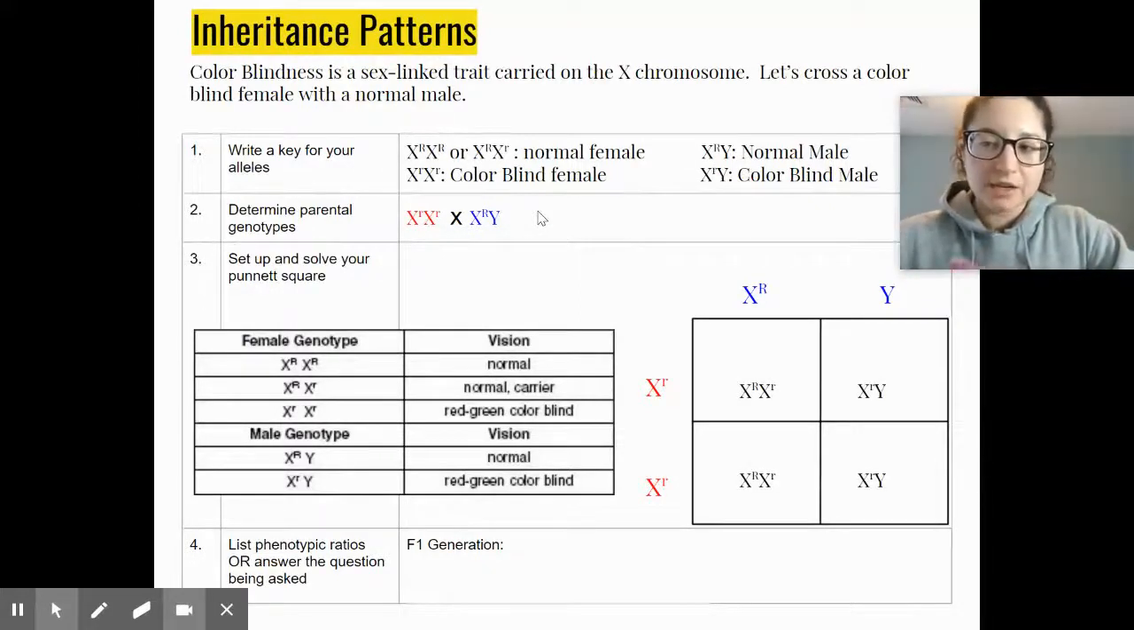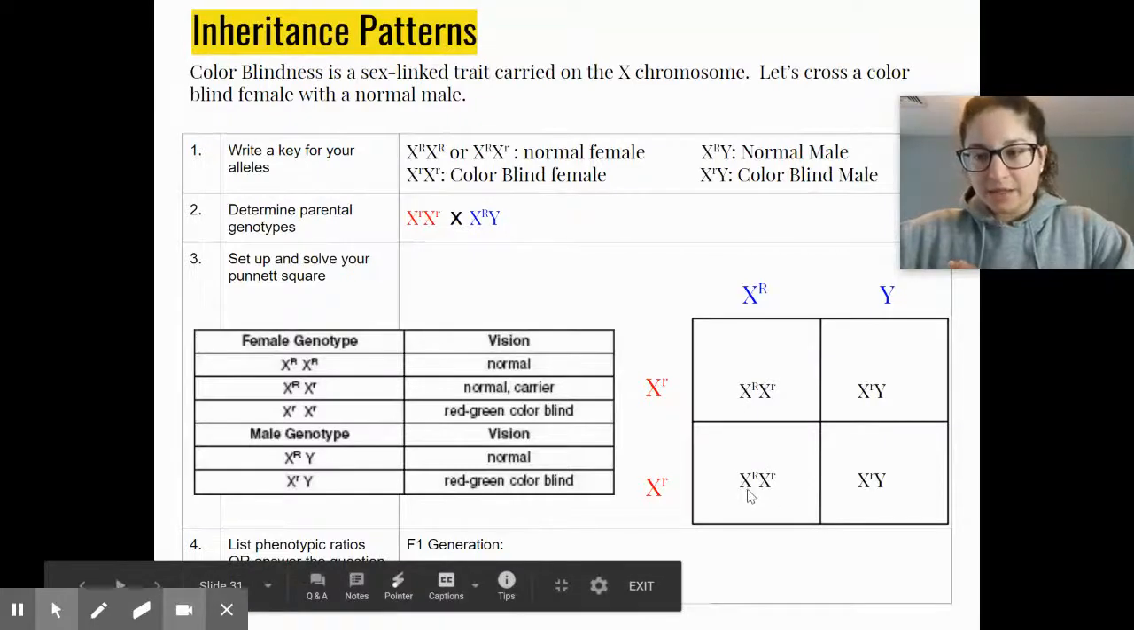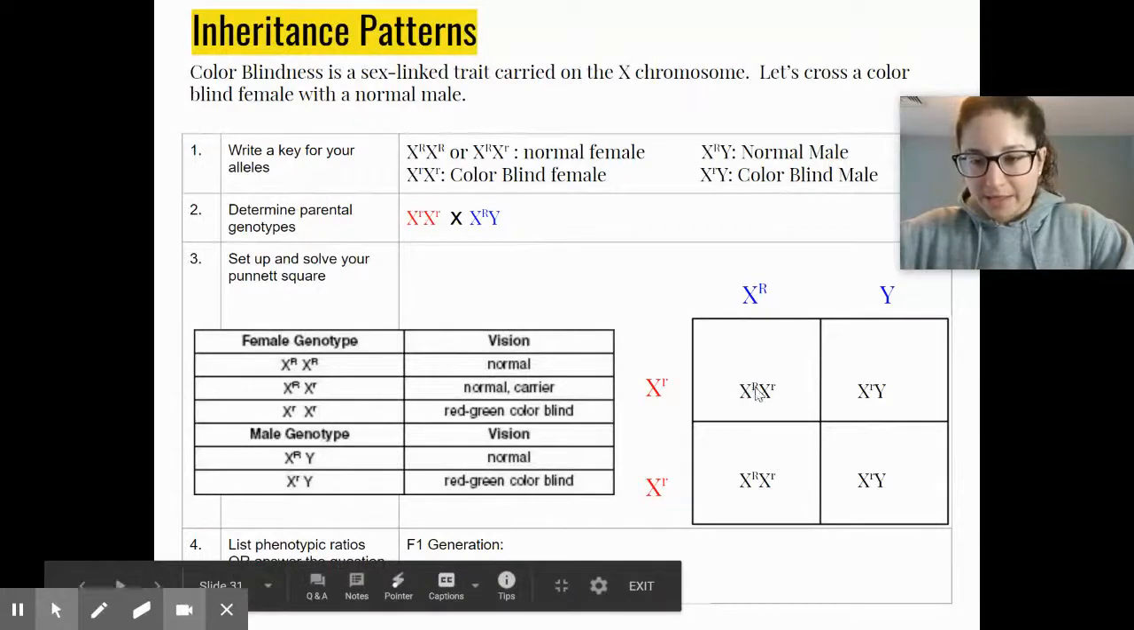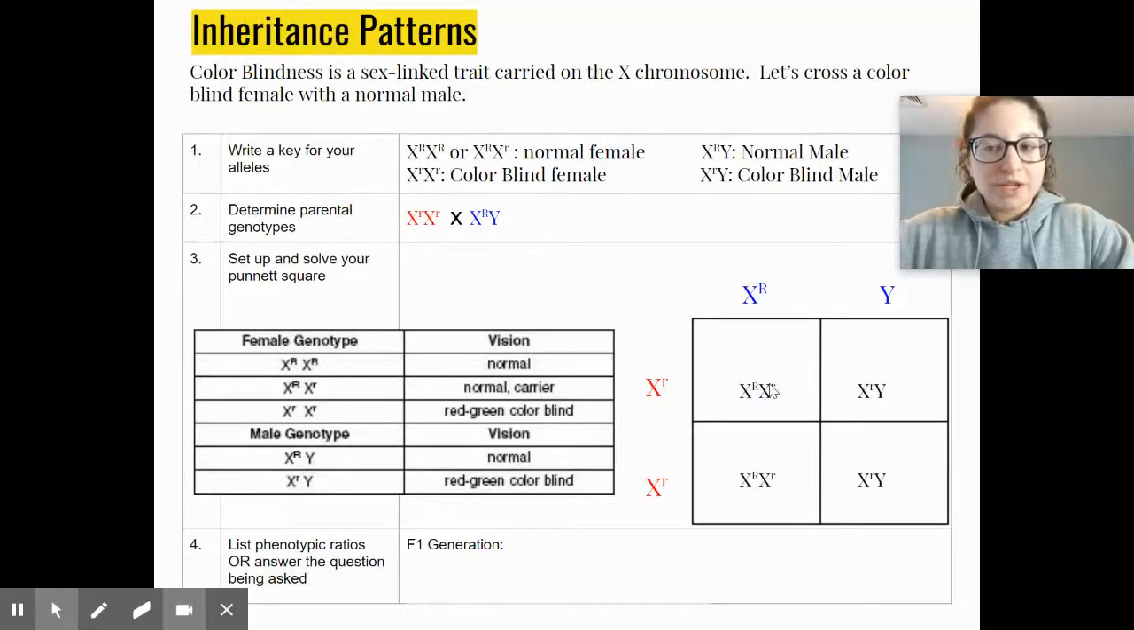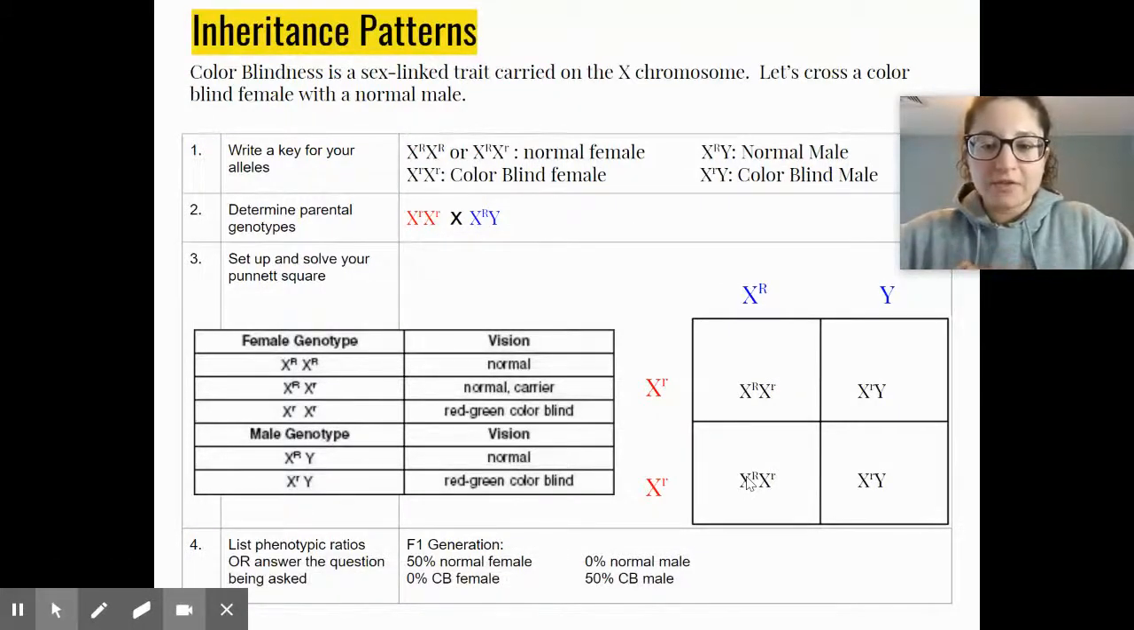Now let's take a second to figure out the phenotypes. Okay, so again, this side is definitely our females. This side is definitely our males. We just have to determine if they are normal vision or colorblind vision. So this right here, X big R, X little r, is normal vision carrier. So normal vision, they can pass it on to their offspring. This female right here, same thing. So 2 out of 4, 50% chance of a female with normal vision, 0% chance of a female with colorblind vision.